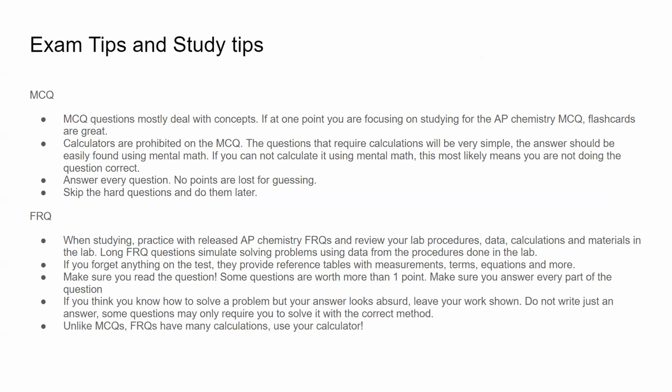These are just some exam tips for the actual exam. So MCQ questions are mostly conceptual. If you're trying to study for the MCQ, flashcards are great. Practice questions are great. Previous exams are great. Your AP Classroom is a great resource for that as well. Calculators are not allowed in the MCQ, so most of the MCQ questions will not require big calculations. You won't have to worry too much about math.